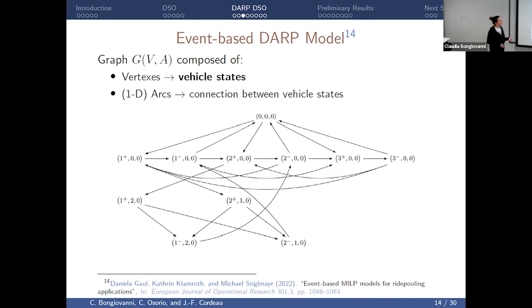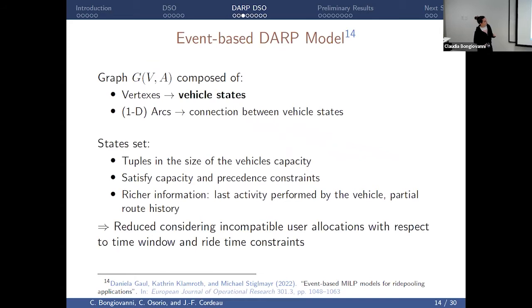This is a nice way to see the graph, because each vertex does not only give information about the location of a customer, but it gives information about the action of the vehicle and partially some history of what happened before. So the arcs here really just connect vehicle states. It's just one-dimensional, right? We are moving from state A to state B. So just x_ij, one dimension. To recap, the state sets are tuples in the size of the vehicle's capacity.